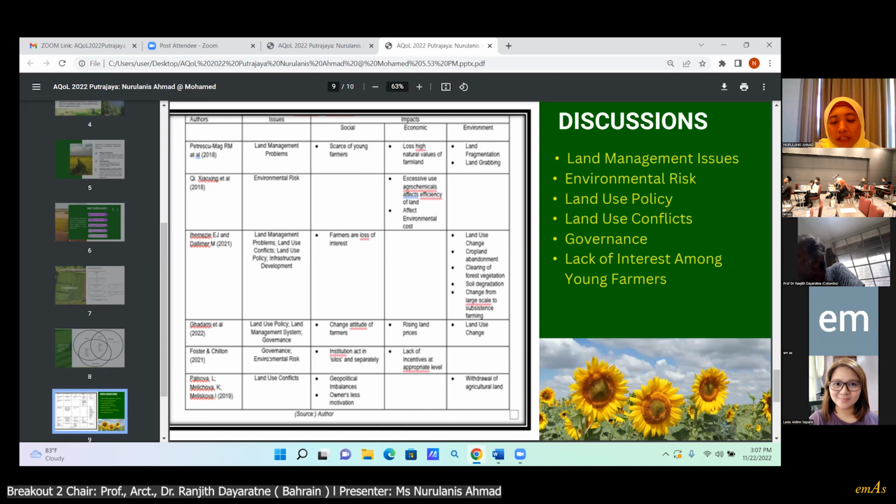And in terms of governance issues, we have institutions such as the urban planning authority, the local planning authority, and land administration as well. These institutions mostly act in silos and separately. When they act separately, the allocation of budgeting or incentives also differs, and incentives are not actively provided to the farmers, and it could also affect our agriculture activity or agriculture land use itself.